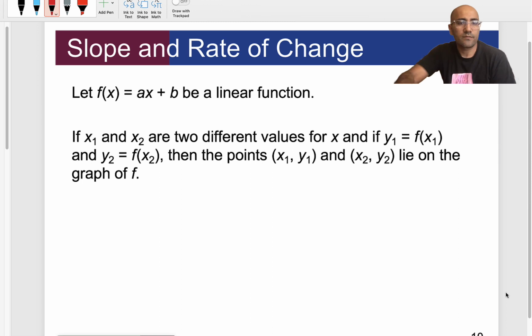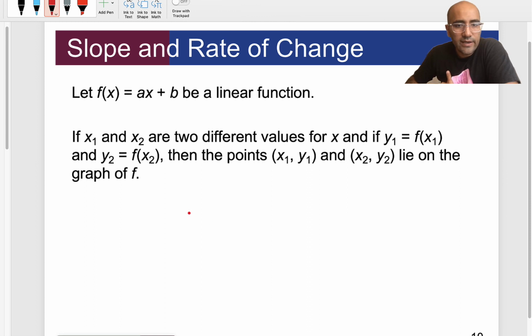Slope as a rate of change. Let f of x equal ax plus b be a linear function. If x sub 1 and x sub 2 are two different values for x, and if y sub 1 equals f of x sub 1 and y sub 2 equals f of x sub 2, then the points (x1, y1) and (x2, y2) lie on the graph of f. Okay, that's a whole lot of messy stuff.